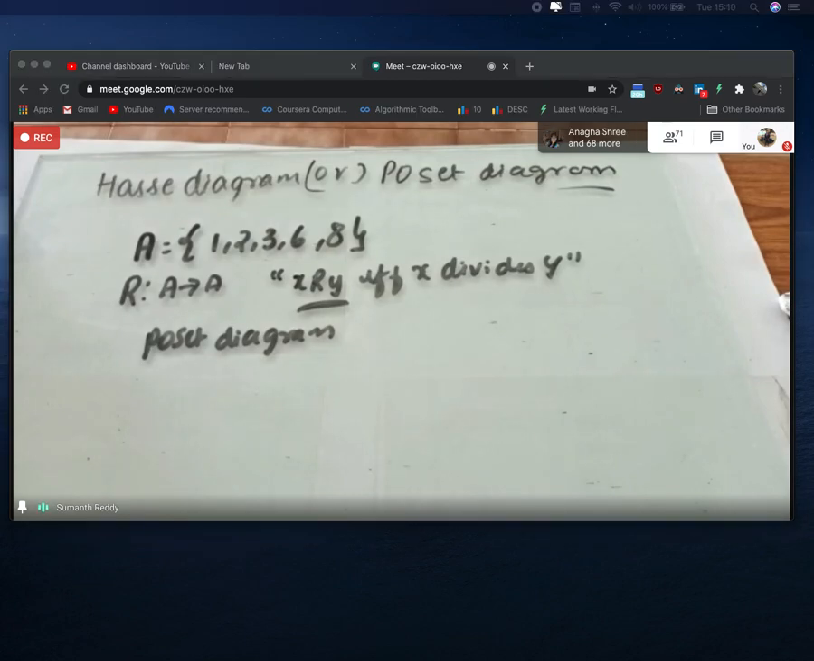After writing the digraph, next you have to try. Only if you try, you will understand. So you should try to write the Hasse diagram, right? And while writing the Hasse diagram, whatever rules I have told you, you have to follow.